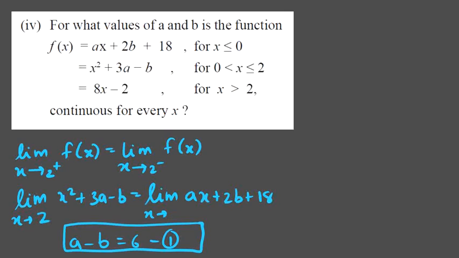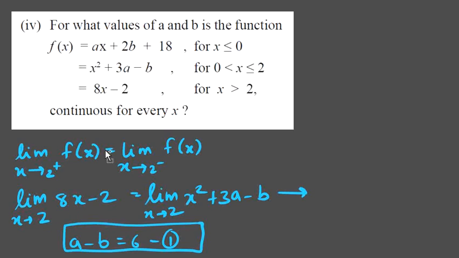So let's write a 2 here and a 2 here. And for x less than 2, that is for the left hand limit, the function is x square plus 3a minus b. So I am writing for the left hand limit the function as x square plus 3a minus b. And for the right hand limit, that is for x greater than 2, the function is 8x minus 2. So for the right hand limit, we are writing the function as 8x minus 2. Put that x equal to 2 here.